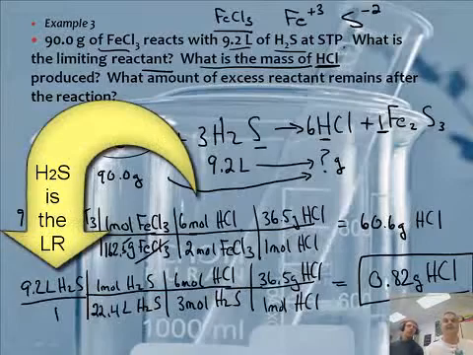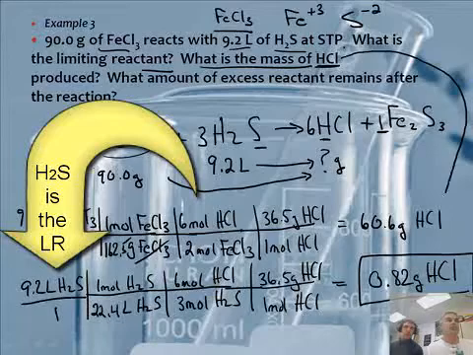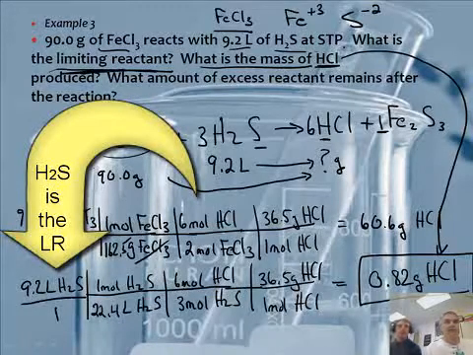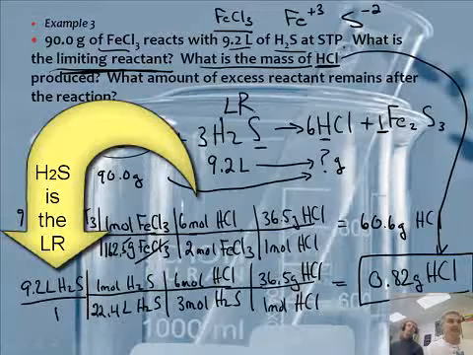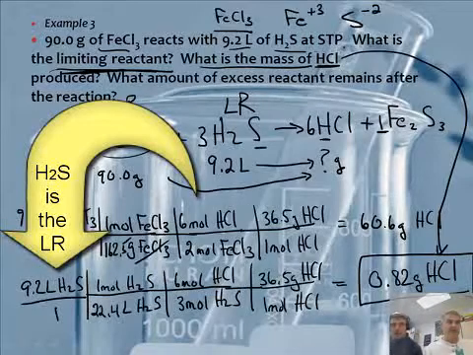So now what we want to do is answer the question. This is actually the answer to what is the mass of the HCl. And then what is the limiting reactant? That's the 9.2 liters of H2S, the one that produced the smallest amount. That makes this the limiting reactant, and that makes FeCl3 the excess reactant. So what amount of the excess is left over?